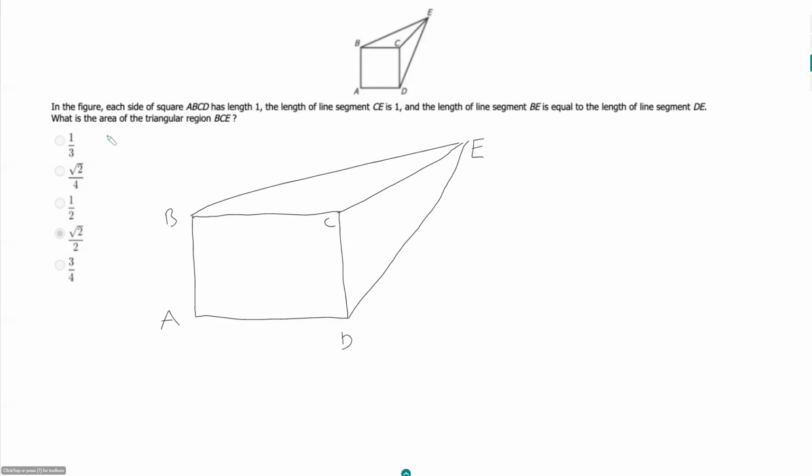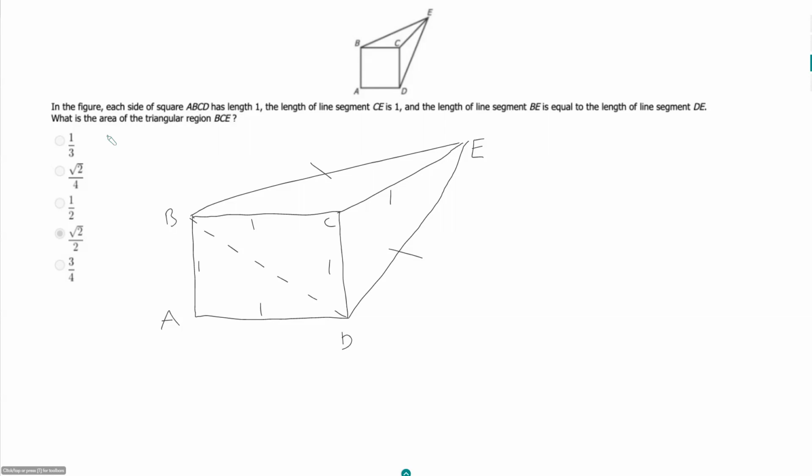So I know ABCD here is a square, and each side has a length of 1. CE is also equal to 1. BE is equal to DE, and so I can just note that like this. Now I don't have a line connecting B to D, so I don't have a full triangle here, but I can draw an imaginary one. And this line also happens to be the diagonal of the square. And so now I have this new triangle BED, which is isosceles, because BE is equal to DE.